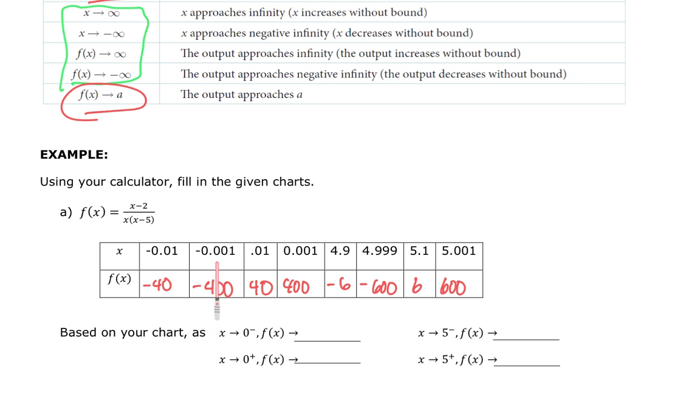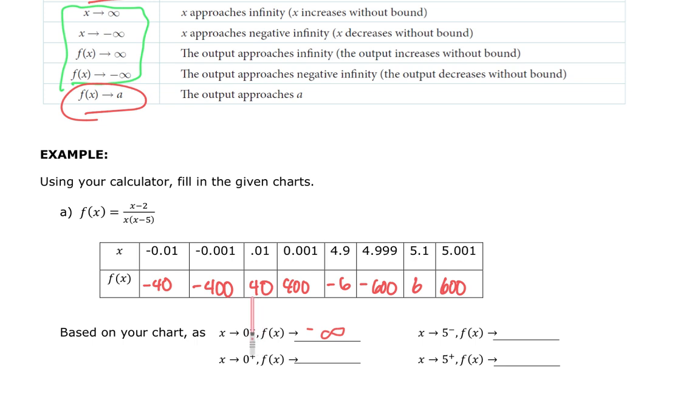So as I get closer to 0, I end up getting negative numbers that are large in magnitude, while the inputs are very small in magnitude. So as x approaches 0 from the left, which is this part of the graph, I'm on the left of 0 if I'm negative numbers, the function itself seems to be going to negative infinity.